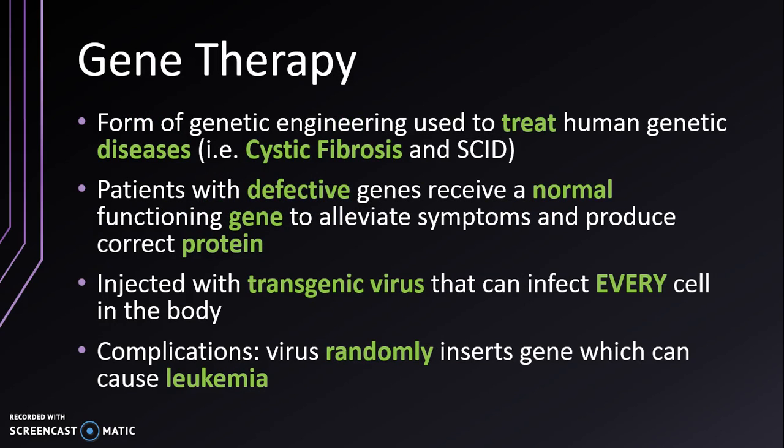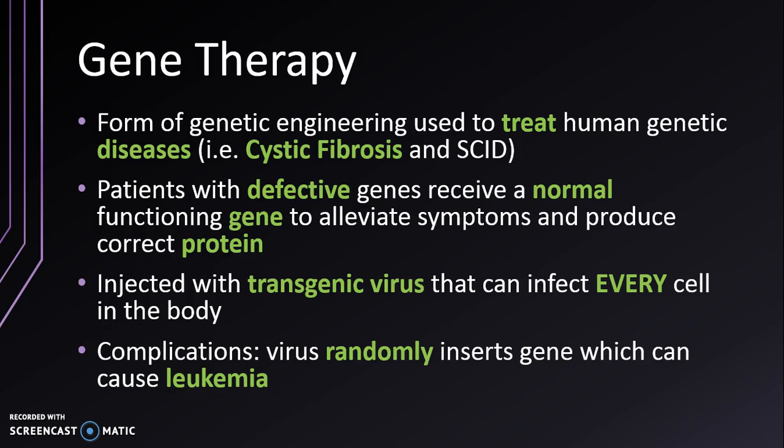I mentioned earlier a type of genetic engineering known as gene therapy. So we're going to talk a little bit more about gene therapy. It is a form of genetic engineering used to treat human genetic diseases. And there are 2 diseases in particular that you need to know how we can help. The first is cystic fibrosis, and the second is SCID.